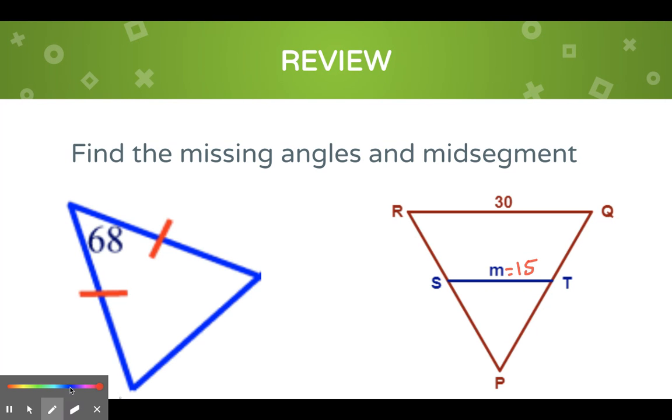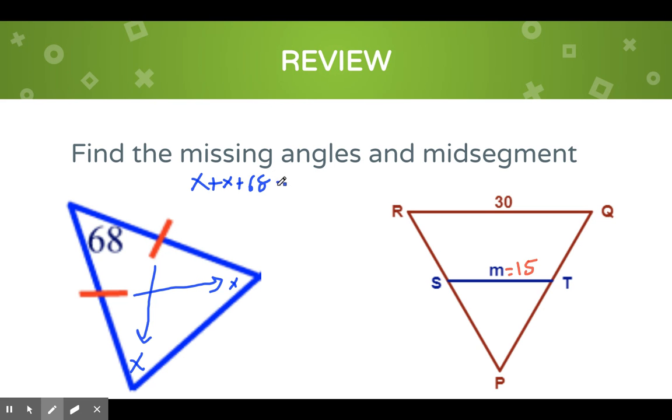If we change the color over here, we see that we have an isosceles triangle. That means that angle is congruent to that angle. Since we don't know what either of them are and they're the same, we can label both of them as x. So again, that means x plus 68 equals 180. X plus x gives you 2x plus 68 equals 180.